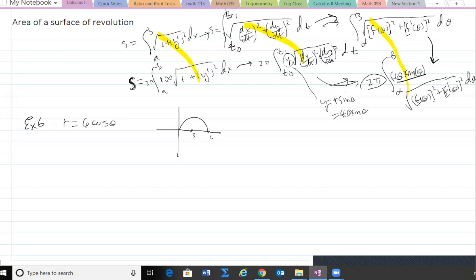Okay, so this will be revolved about the polar axis. So it's coming around this way. So it's basically generating a sphere with radius 3.